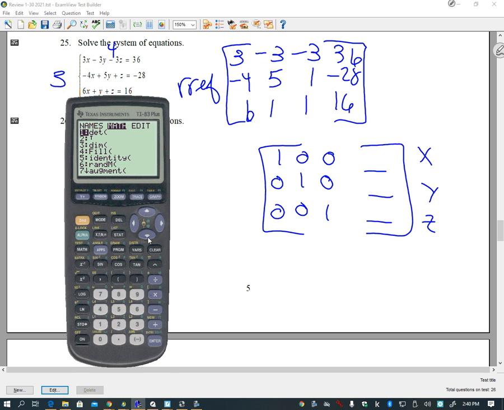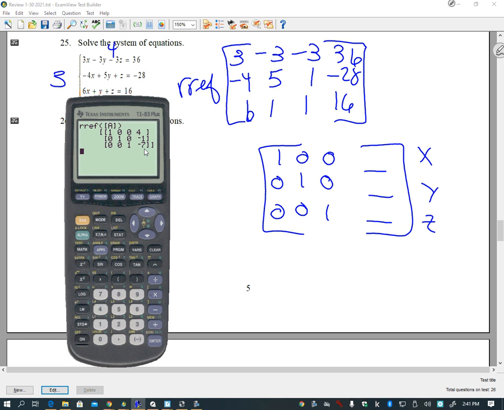We don't want that one for this, though. We want to go all the way down to something called RREF. It should go down to 10, and then AB, we want B. We're going to hit enter, and we're going to go back into our matrix, and we're going to select matrix A, which we just made. Notice that it gives me that nice identity matrix of 1, 0, 0, 0, 1, 0, 0, 0, 1, and it tells me that X is 4, Y is -1, and Z is -7.